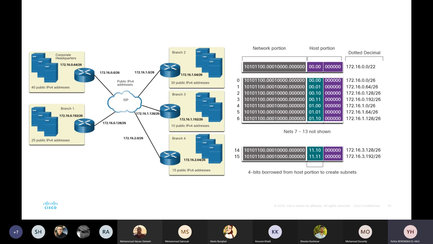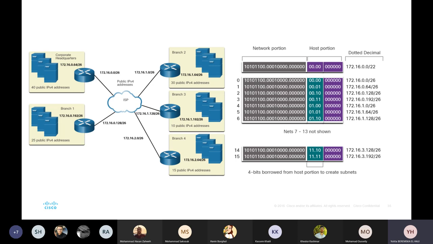And here you can see more in detail. So we start from the first position. Then we said 172.16 with /22. It means that this part we're not going to use. It will stay, because we want to divide into subnets by working in the host part.